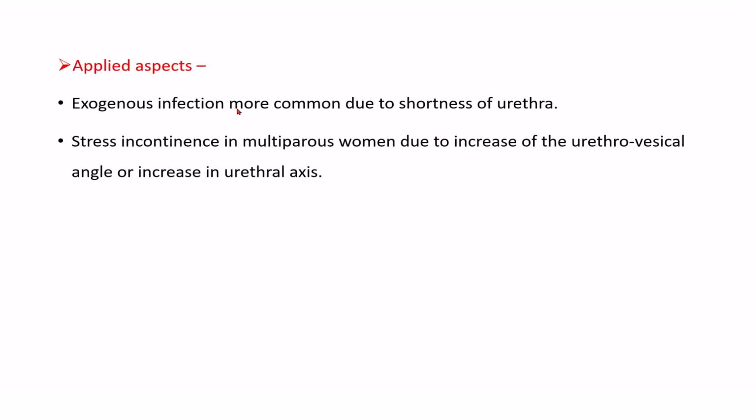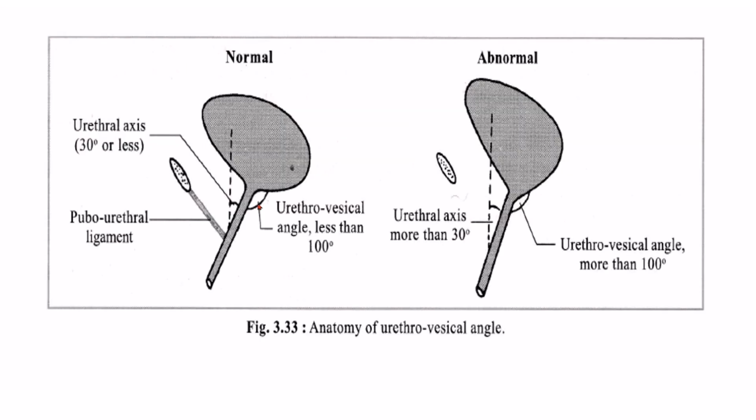So exogenous infection is more common due to shortness of the urethra, and stress incontinence in multiparous women is due to increase of the urethrovesical angle or increase in the urethral axis. You can see here in this diagram, this is a normal urethrovesical angle, which is around 100 degrees, and you can see the urethral axis, it's around 30 degrees with the vertical. So when the urethral axis increases, that is more than 30 degrees, and the urethrovesical angle increases more than 100 degrees, then there will be incontinence.